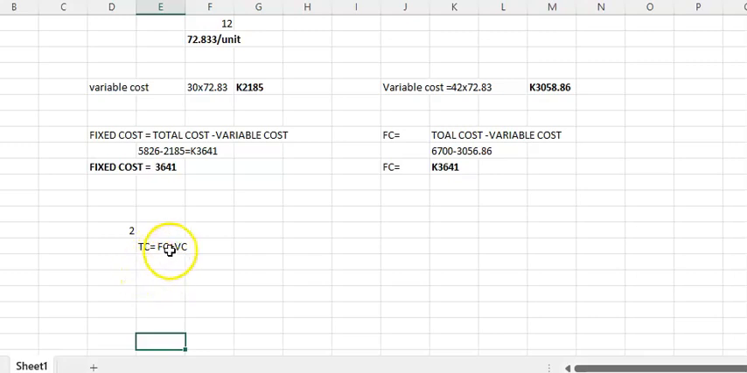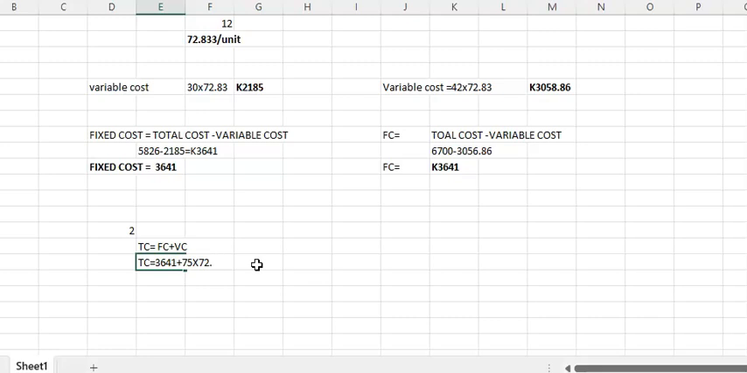One thing I want us to know here is how to calculate the variable cost. You can see the variable cost is calculated as activity level multiplied by variable cost per unit. So in this case, our total cost will be given by fixed cost 3641, which we established in the previous question, plus variable cost, which is simply activity level times variable cost per unit.